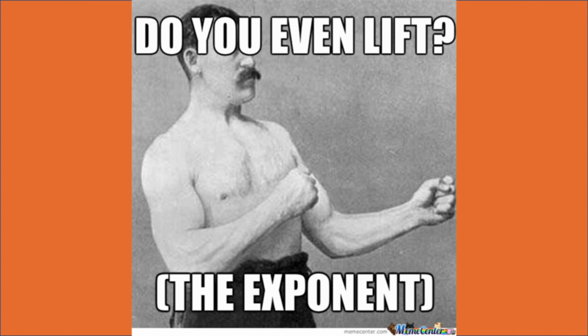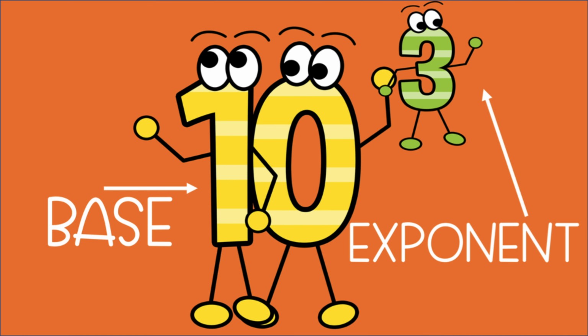Be honest with me, do you even lift the exponent, bro? In all seriousness, this is what that number would actually look like. You see our big number is the base. Remember, this is the number that gets multiplied by itself, and the exponent is the number up high, which shows us how many times we're going to multiply that number by itself.